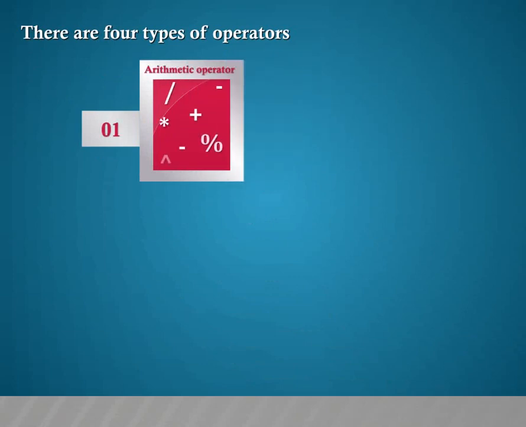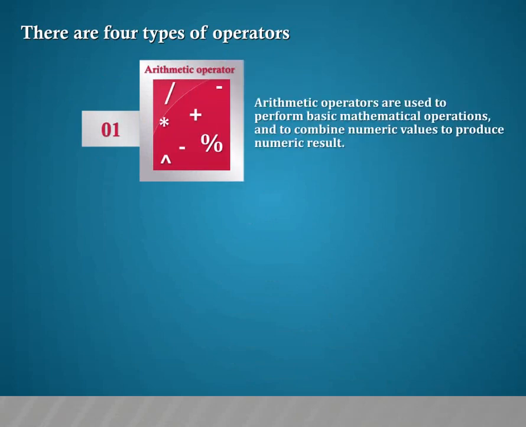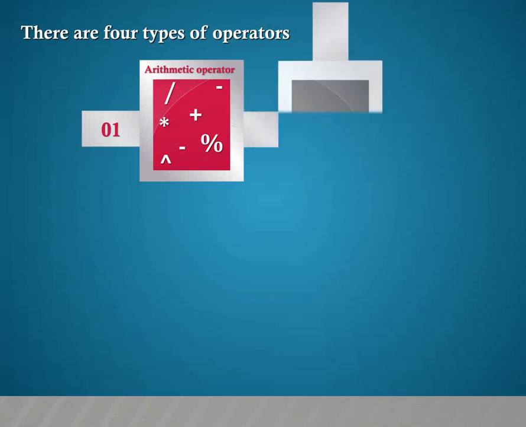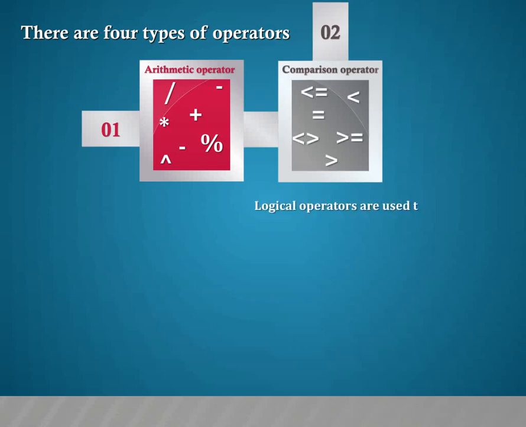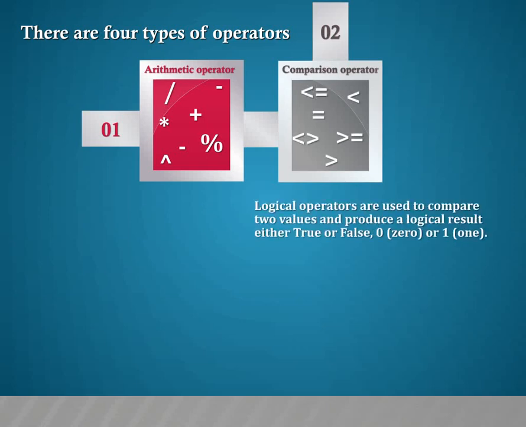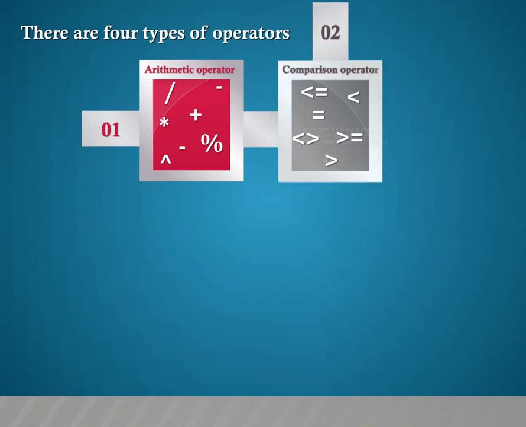Arithmetic operator. Arithmetic operators are used to perform basic mathematical operations and to combine numeric values to produce a numeric result. Comparison operator. Comparison operators are used to compare 2 values and produce a logical result, either true or false, that is 0 or 1.